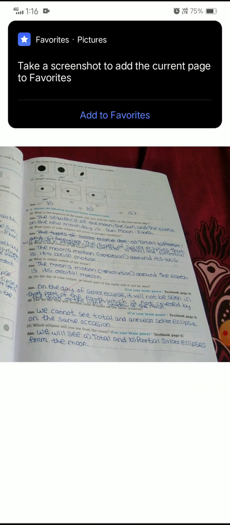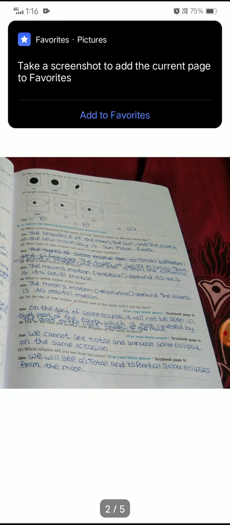Answer the following question in one sentence. What is the sequence of the sun, the moon, and the earth on the new moon day? The sequence of the sun, the moon, and the earth on a new moon day is sun, moon, earth. What types of solar eclipse will occur in perigee condition? The types of solar eclipse that will occur in perigee condition are total and partial eclipse.